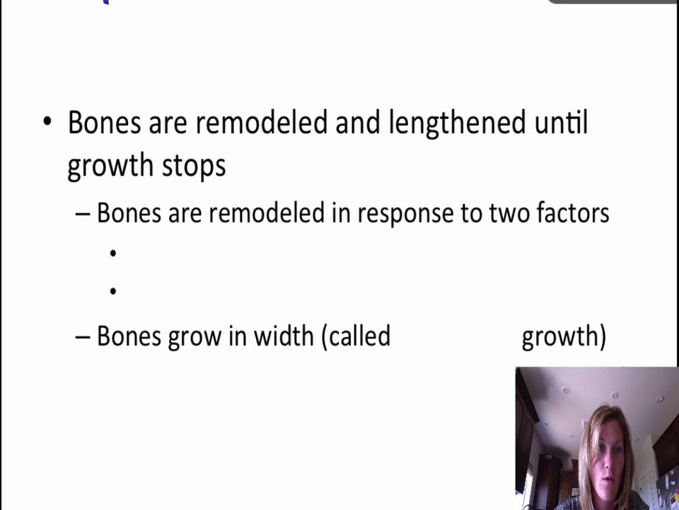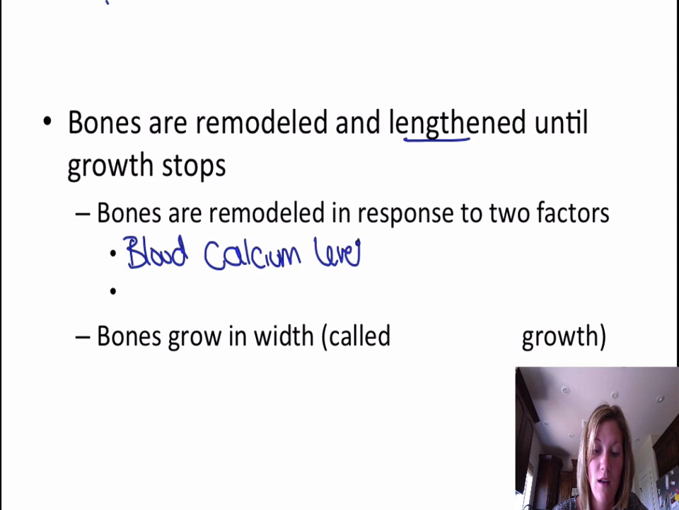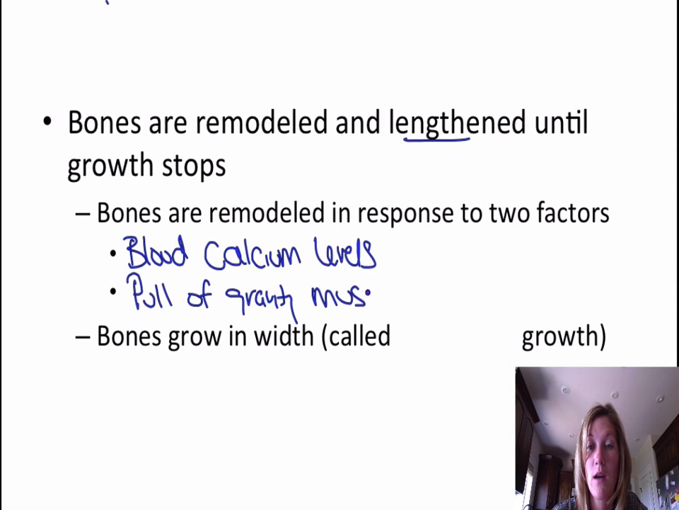Okay, so let's go ahead and back up for a minute. Bones are remodeled and lengthened until growth stops. Bones will be remodeled in response to two major factors. Those two factors are blood calcium levels and also the pull of gravity. So gravity pulls on muscle and bone, and so your ossification responds to that specific pull in areas of bones.